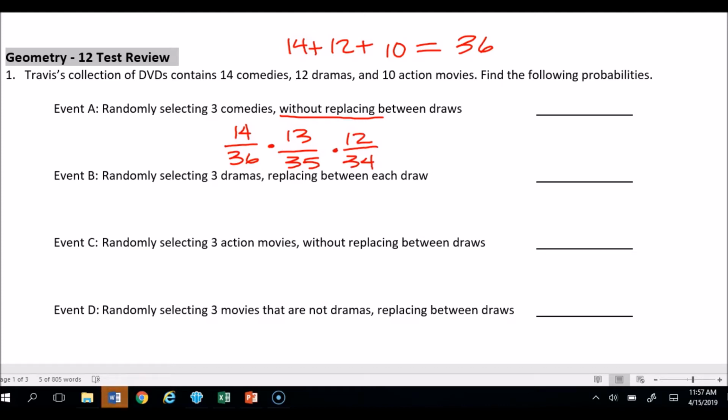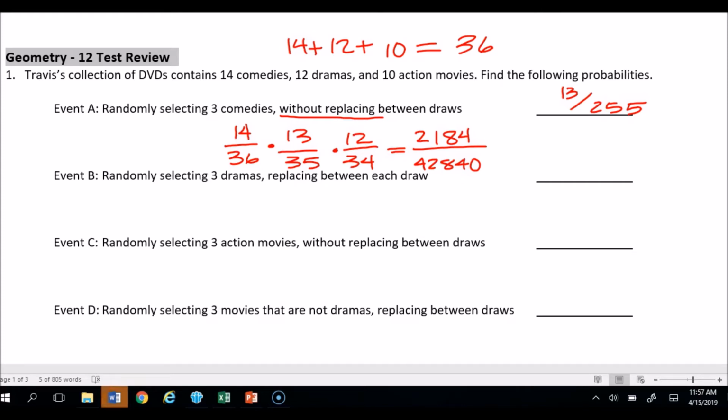So on this one, when I multiply across the top, I'm going to multiply 14 times 13 times 12. And then on the bottom, I'm going to multiply 36 times 35 times 34. When I get that, I get 2184 over 42,840. And when I simplify that, I get 13 over 255. So that's my answer. Event B says randomly selecting 3 dramas, replacing between each draw.